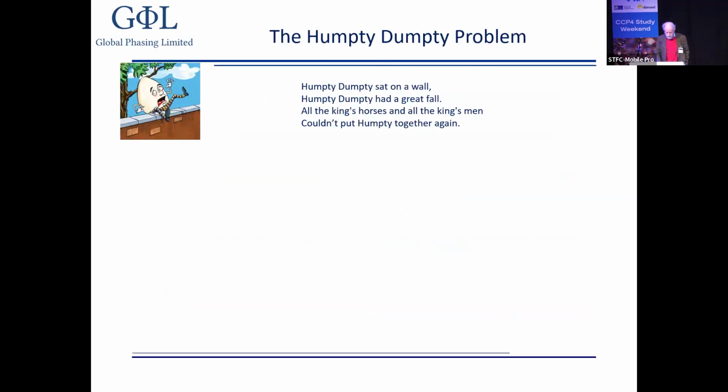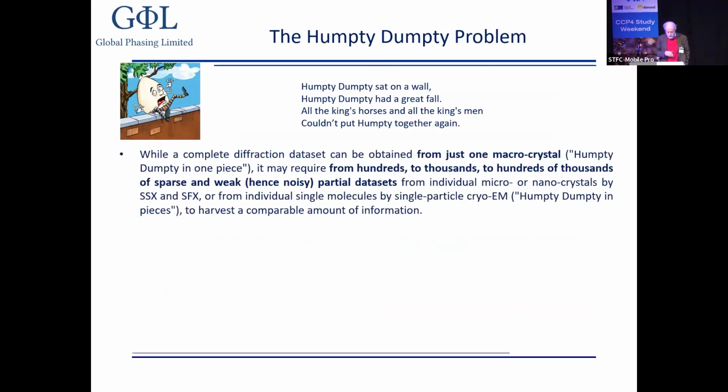So I've summarized this into a little reference to this Humpty Dumpty nursery rhyme. Humpty Dumpty fell down from a wall, broke into pieces, and it was just impossible to put him together again. So what's the metaphor here?